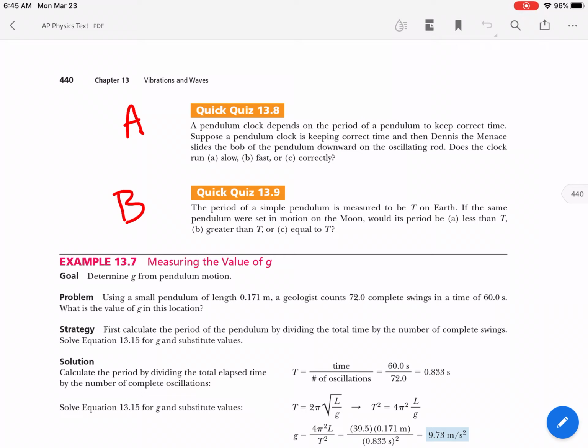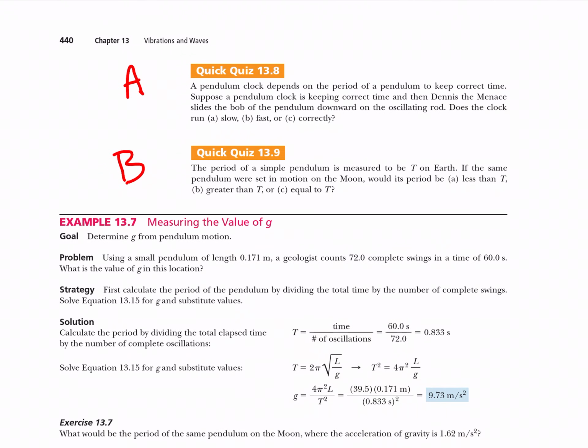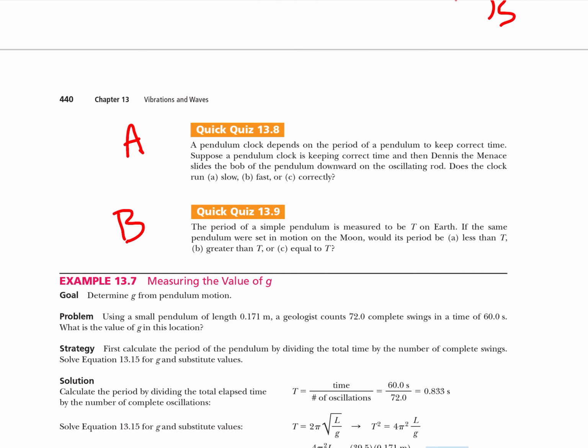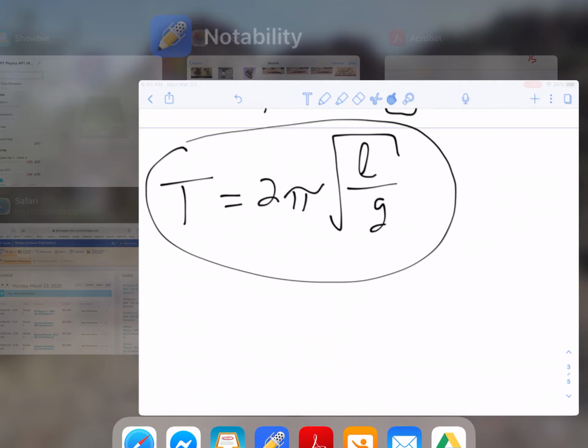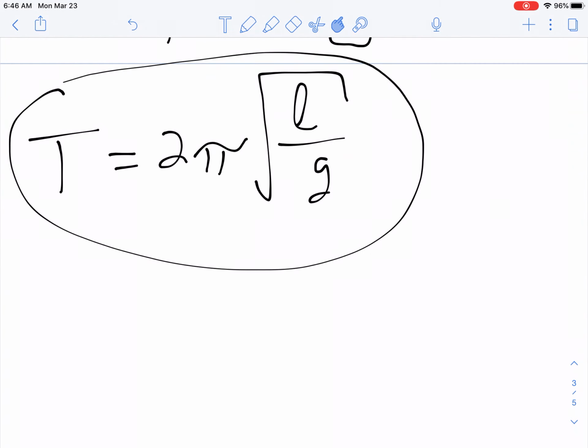For Quick Quiz 13.9, the period of a pendulum is measured to be T on Earth. If the same pendulum were set in motion on the moon, would its period be less than, greater than, or equal to T? Well, what's different about the Earth and the moon? The difference would be g. So if I change g, what happens to the period? And in the previous problem, if I changed L, what happened to the period? All right, so there you go.